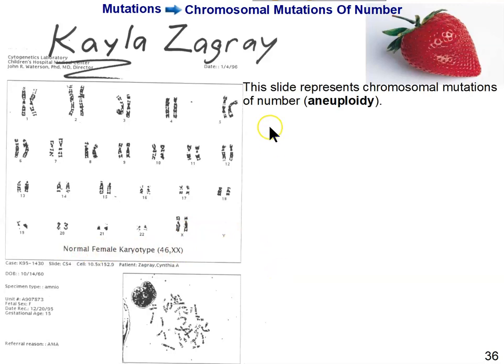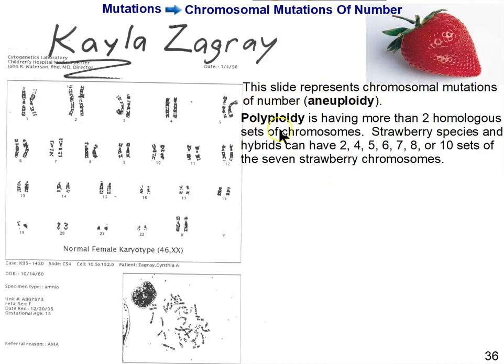So anyway, this represents chromosomal mutations of number, and the general name for any chromosomal mutation of number, any wrong number of chromosomes, is aneuploidy. So that's the general term. Polyploidy is a term that refers to having extra chromosomes. So the wrong number of chromosomes, too many chromosomes.